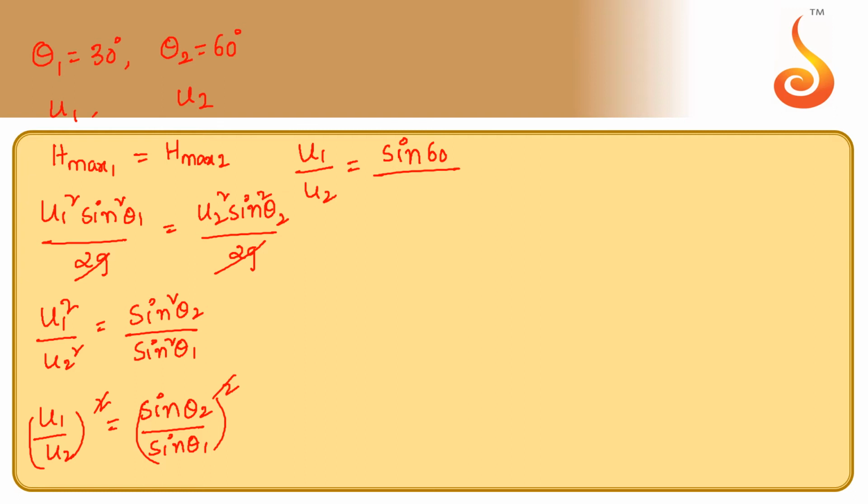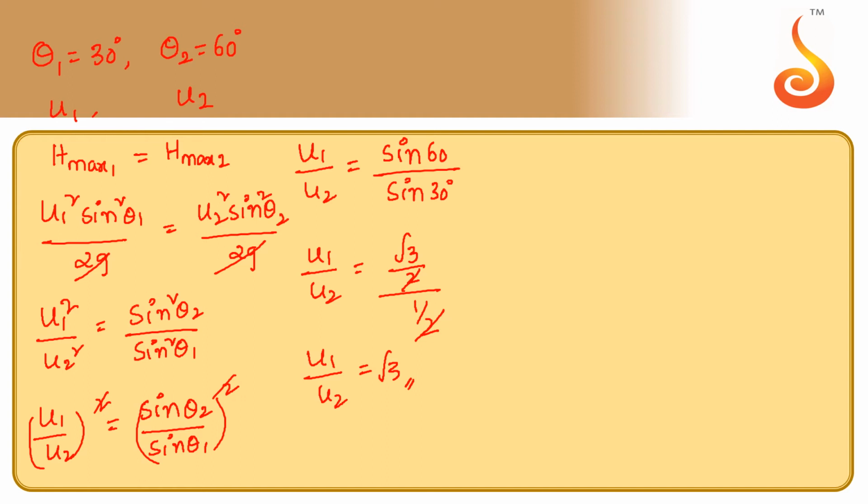by sine theta 1, sine 30, so u1 by u2 is equal to sine 60, which is root 3 by 2, and sine 30 is 1 by 2. 2 gets cancelled. So u1 by u2 is equivalent to root 3. So we got the ratio of initial velocities of the projectiles.